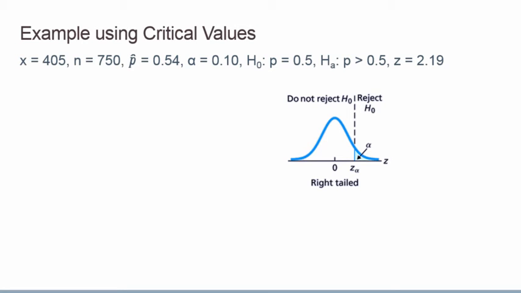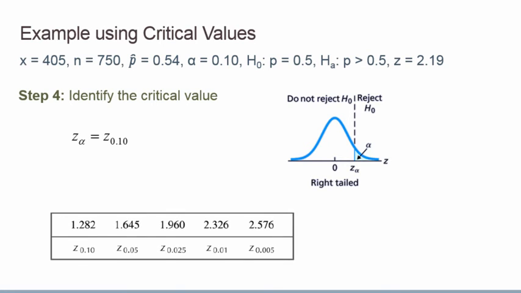Now I am ready to use critical values. So step 4, I have to identify the critical value. Since it is a left-tailed test, z sub alpha is going to equal z sub 0.10. Going to our table, I find the z-score for 0.1, and it is 1.282. The critical value is z sub alpha 1.282.